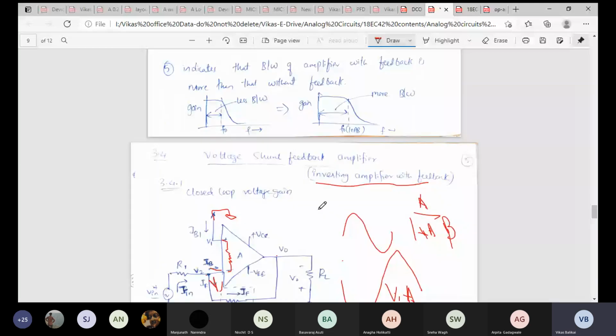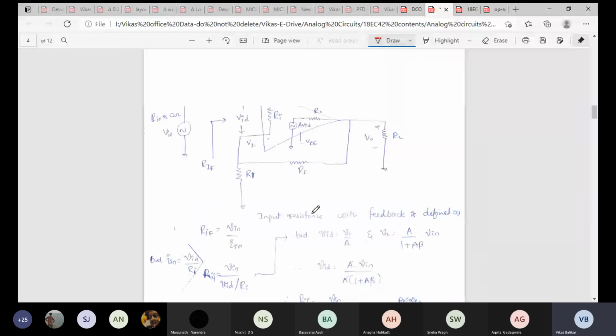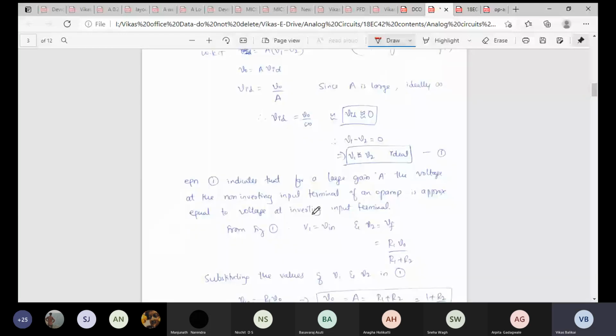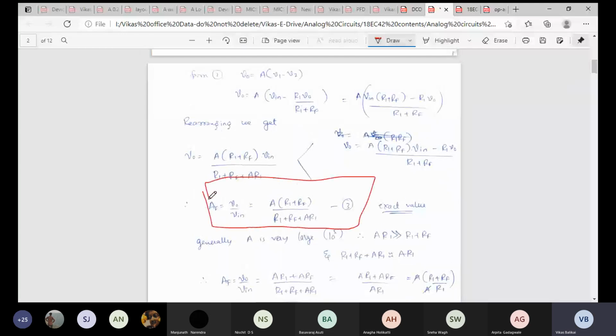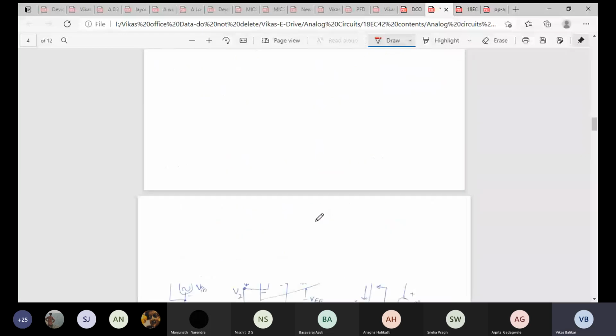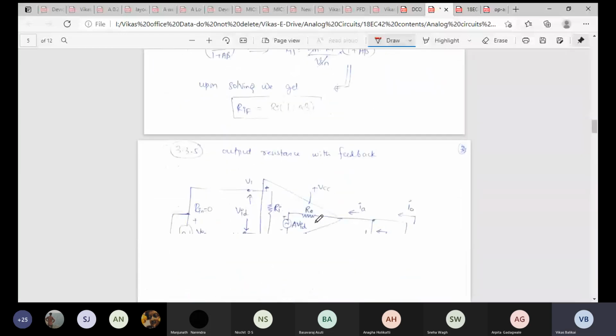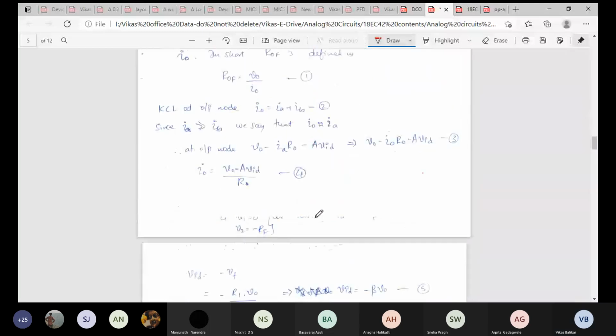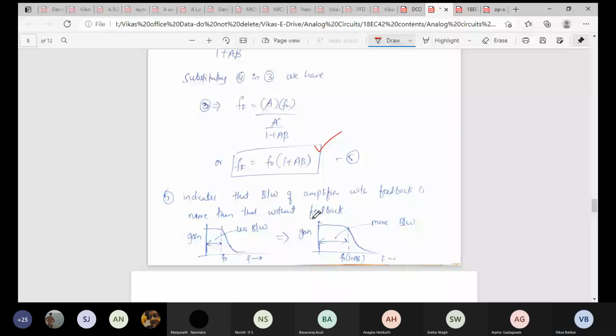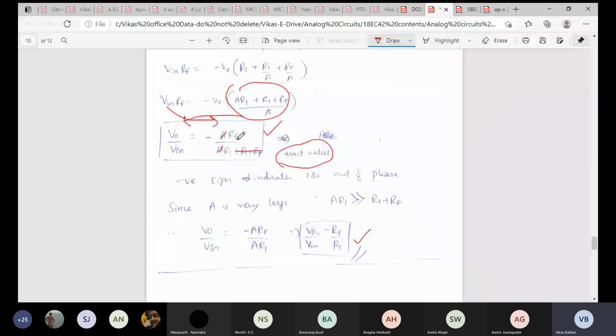Now if I go back and give you a glimpse of the closed loop gain equation for the non-inverting amplifier, here it is. This is the exact value that I obtained: A times R1 plus RF divided by R1 plus RF plus A R1. The denominator won't change; it is exactly the same. Only the numerator is changing. Here it is A times R1 plus RF, while in the inverting amplifier it is A times RF. Another difference is the negative sign. So it is quite simple to remember.